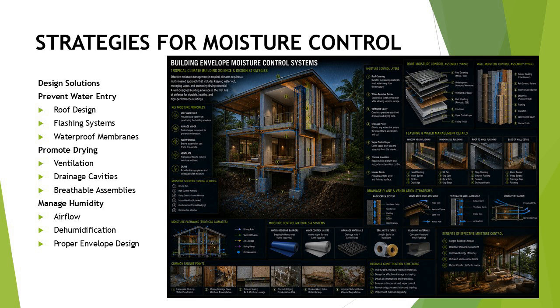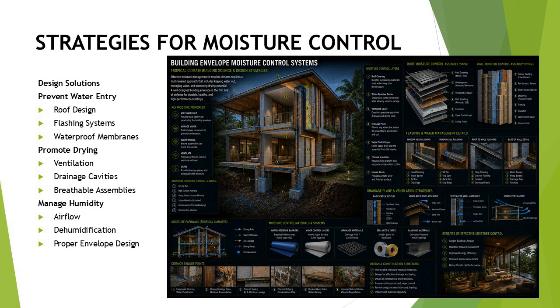Moisture control requires a comprehensive strategy. The first objective is preventing water entry. Architects accomplish this through roof systems, drainage design, waterproofing systems, and flashing details. The second objective is promoting drying. Even well-designed buildings occasionally experience moisture intrusion. Therefore, buildings must possess the ability to dry.